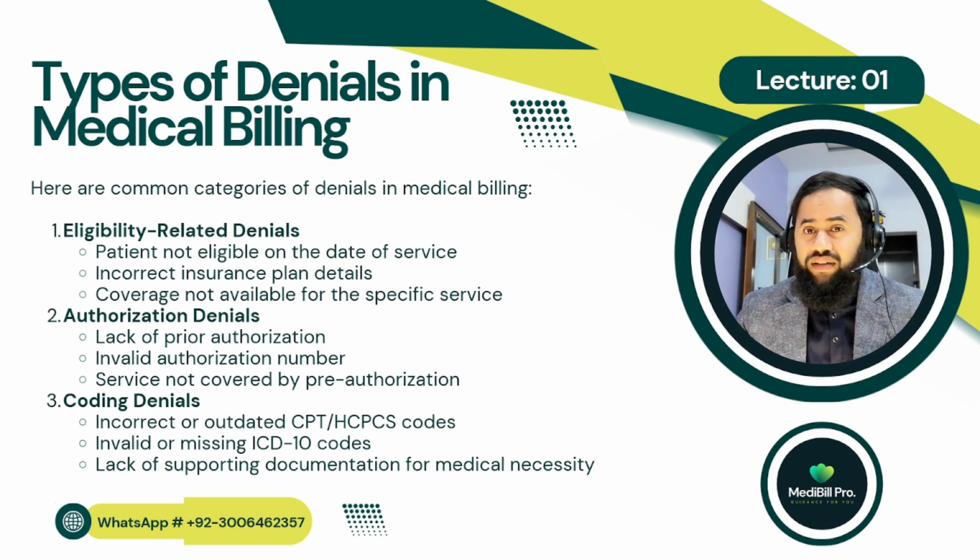So let's see what are the eligibility related denials. Eligibility means if a patient is active with that kind of insurance on the date of service or not. So if the patient is not eligible on the date of service, this could be a denial. Yes, if the patient is not eligible on the date of service, then why would the insurance process that claim? Next one is incorrect insurance plan details.